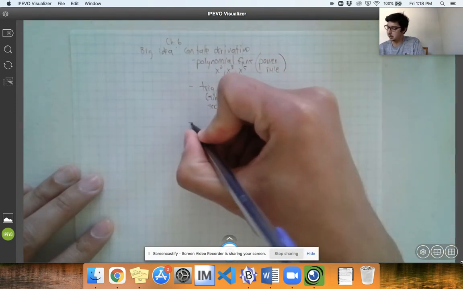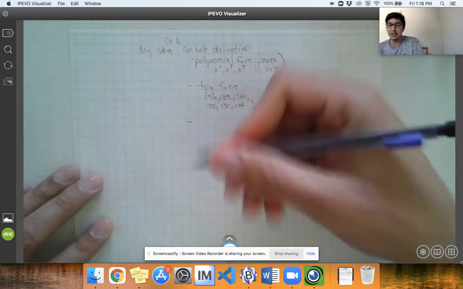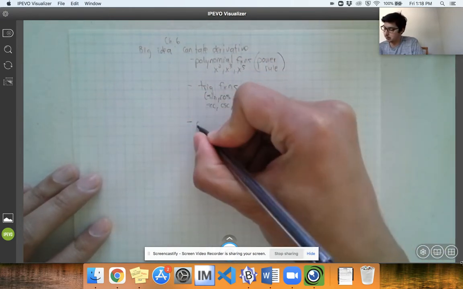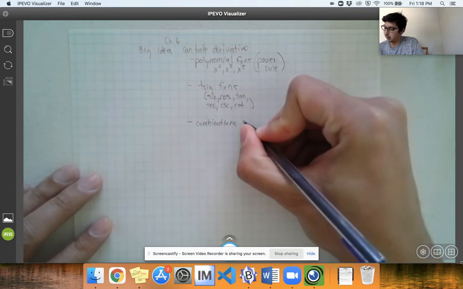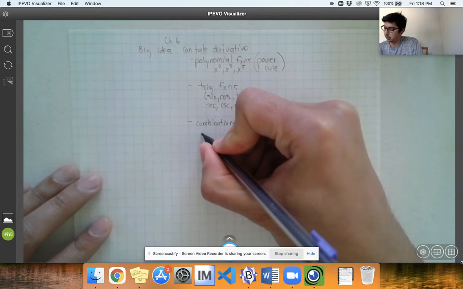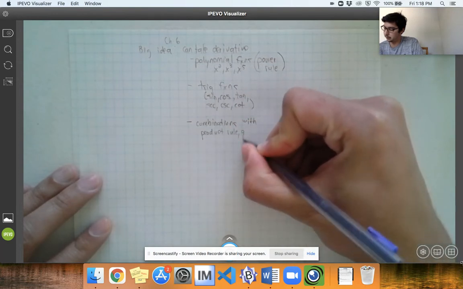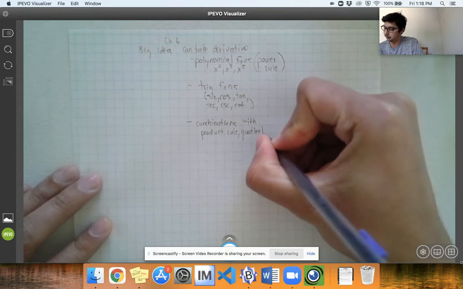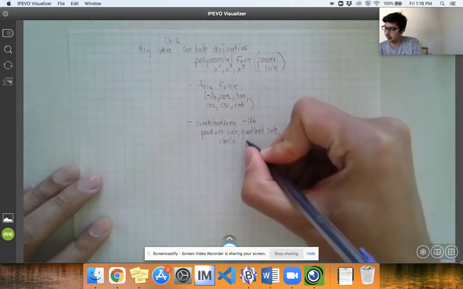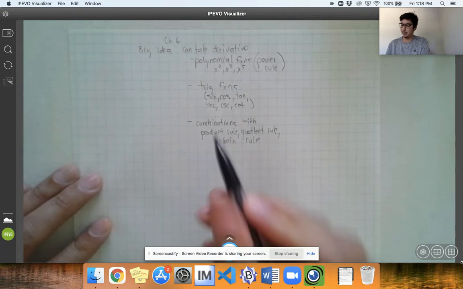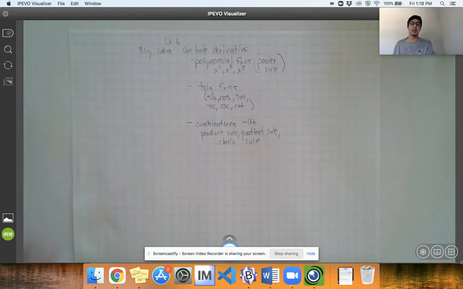And then you also know how to take the derivative of combinations of the functions. So combinations with the product rule, quotient rule, and chain rule. And those are very powerful things. The idea of combinations and knowing how to do trigs and polynomials, that's a lot of functions you know how to do the derivative of.